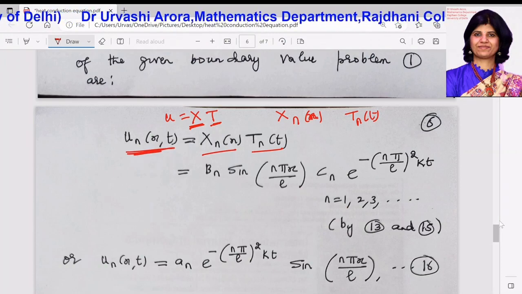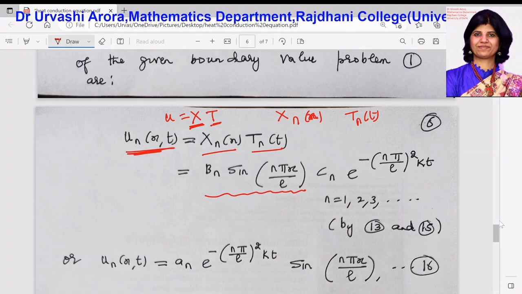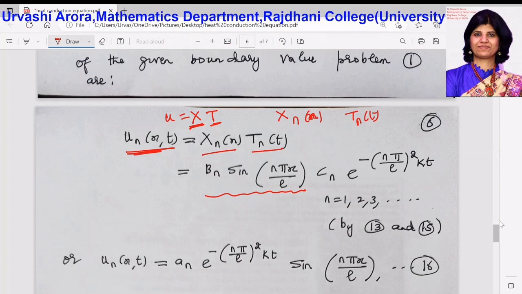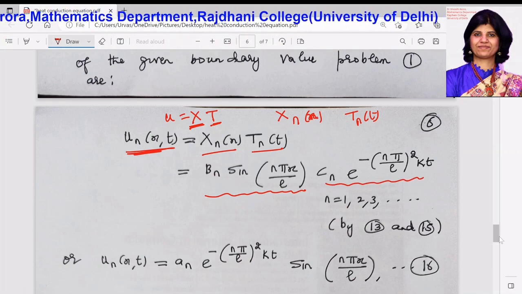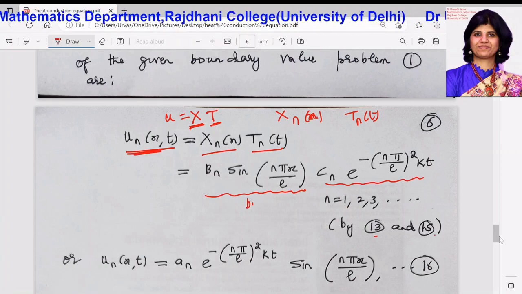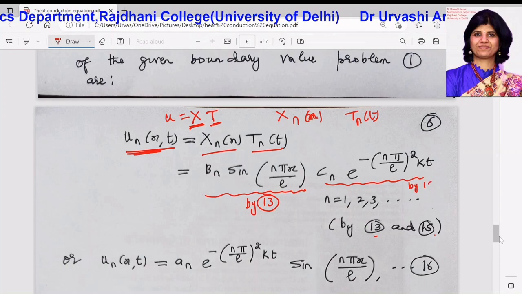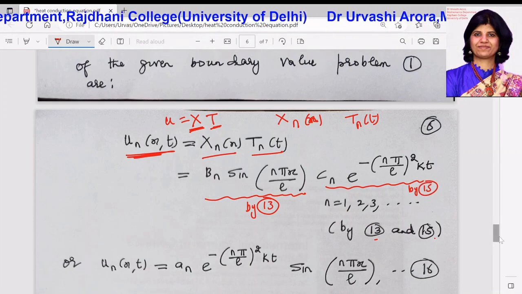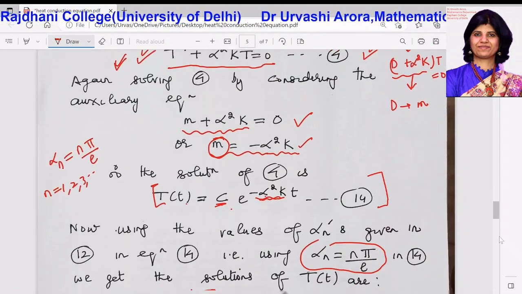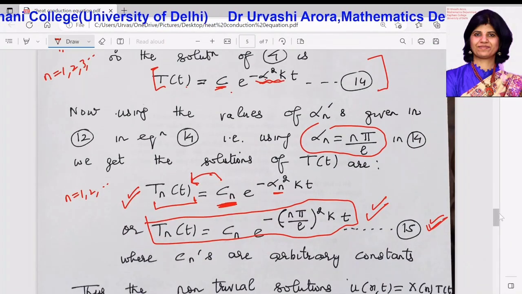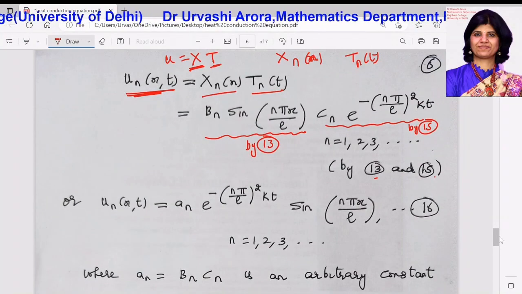This is the value of Xn(x) that you have, bn sin n pi x by l, and this is the value of Tn(t) given by this. I am just using 13 and 15 here. Equation 13, which was marked earlier, was giving you the value of Xn(x), and equation 15 was giving you the value of Tn(t). So we have substituted the values over here in un(x,t).